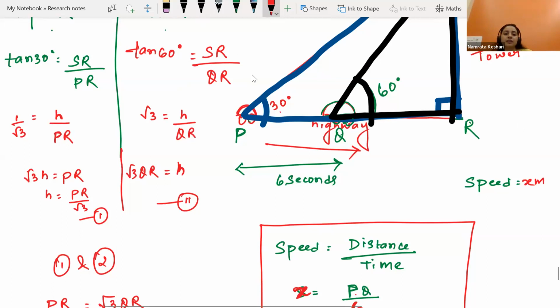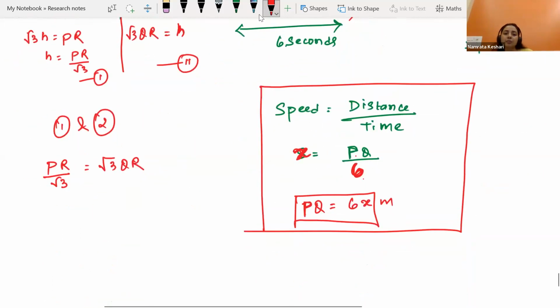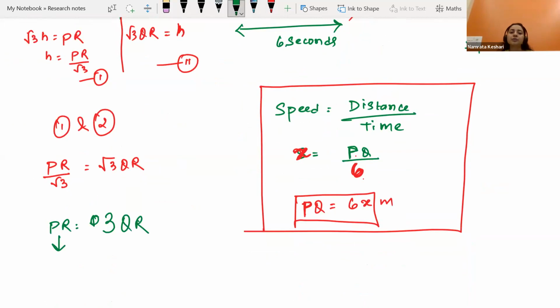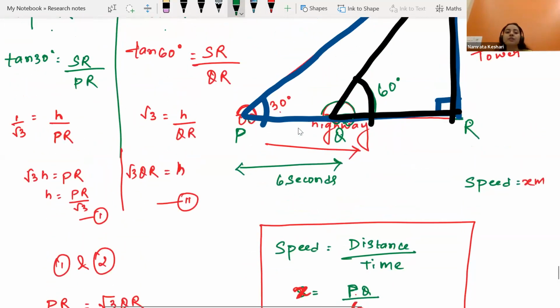So in the place of PR, I am going to write PQ plus QR. This PR equals root 3. We are going to shift it to the other side, so it gets multiplied: root 3 into root 3 is just 3 QR. In the place of PR, we are going to write, see the figure carefully, then only it will make sense.